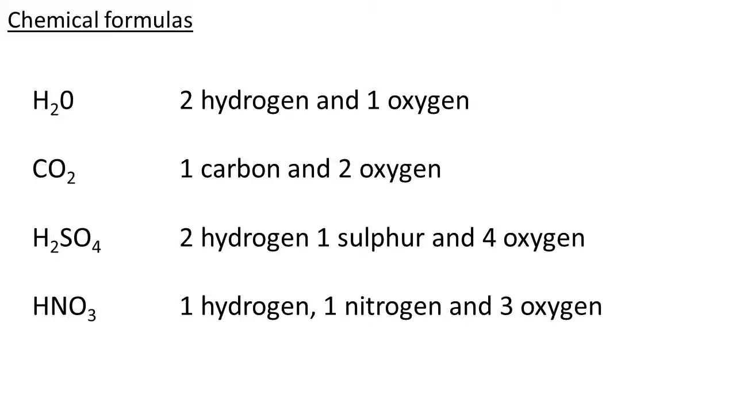H2SO4, that's sulfuric acid, 2 hydrogens, 1 sulfur, because there's no number next to it, and 4 oxygens. And HNO3, that's nitric acid, 1 hydrogen, 1 nitrogen, 3 oxygens. That should be fairly straightforward.